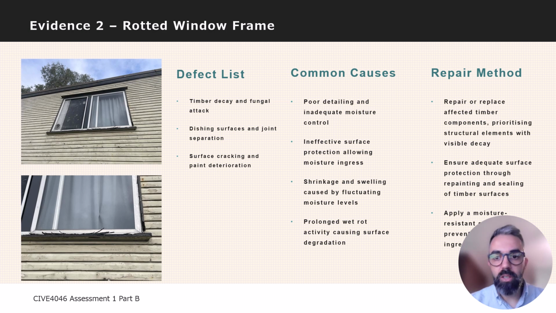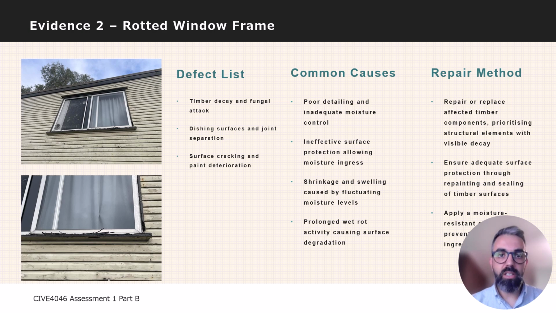During our inspection, it's evident this is a case of wet rot in the timber structures, with potentially moisture content exceeding 25%, which basically creates the ideal conditions for fungal activity. The observed defects include dishing surfaces, joint separation, and surface cracking. The failure mode involves progressive weakening of the timber fibers due to the fungal decay, leading to dishing of the surfaces, separating of the joints, and subsequent structural instability.